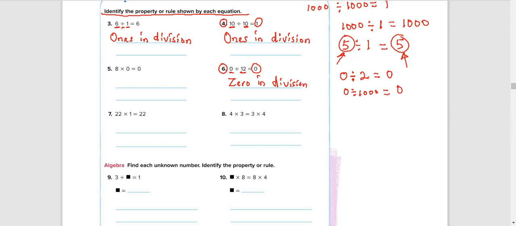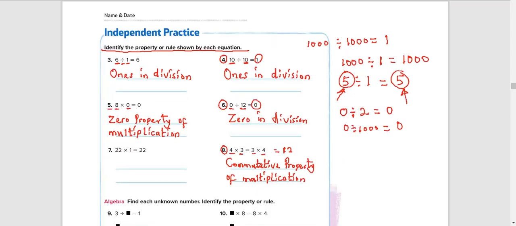Alright, so that is it. And we've done this number 8. If you look at number 8, 4 multiplied 3 is the same thing as 3 multiplied 4, which will give you 12, and that is commutative property of multiplication. Number 5, 8 multiplied 0, any number multiplied 0 will give you 0. So remember the property. I'm going to fill it in now.